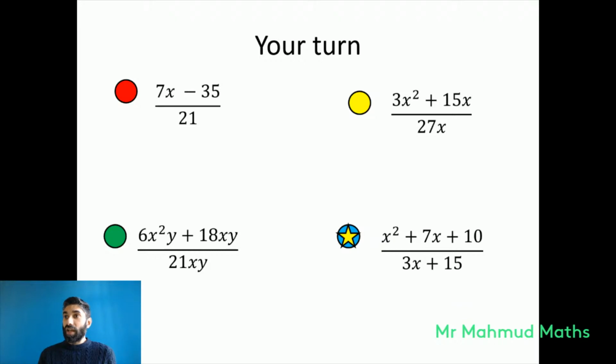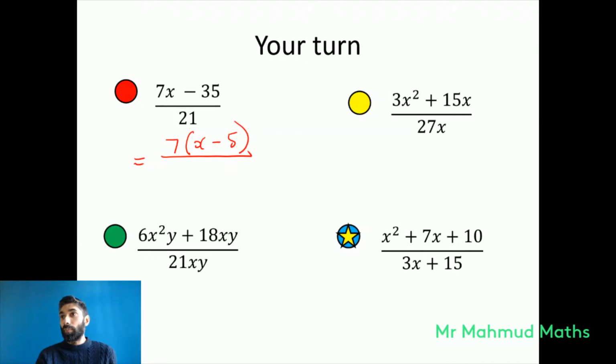7 brackets x minus 5. Yes, Mr. Matarus, this top part is done. Now, all we need to do is simplify it. So let's do the first one here. The highest common factor is 7. What do I need to times 7 by to get to 7x? You times it by x. What do I need to times minus 7 by to get to minus 35? We need to times it by minus 5.